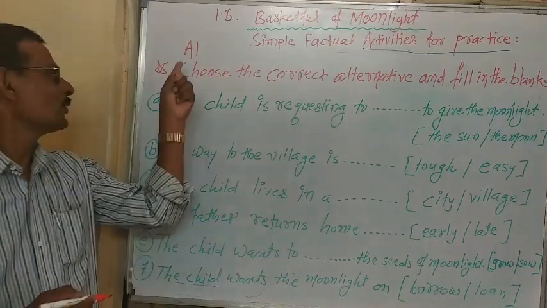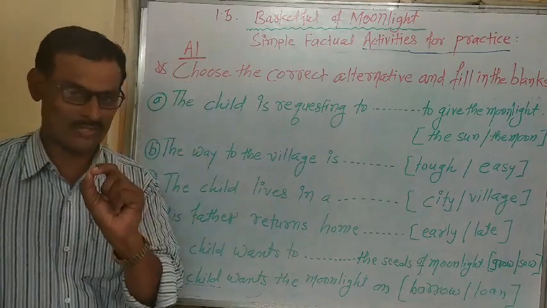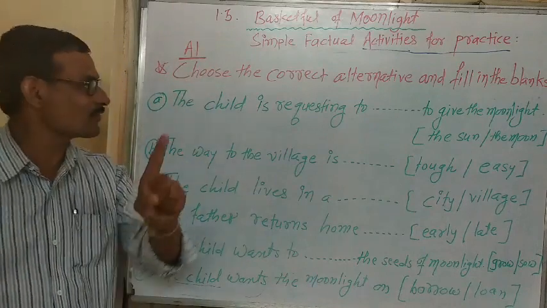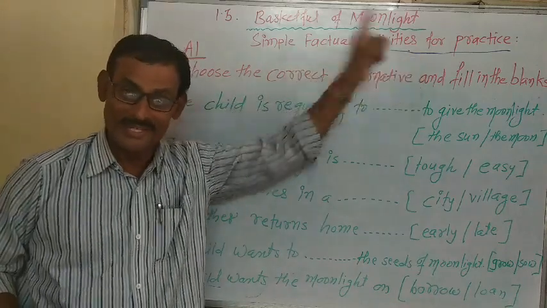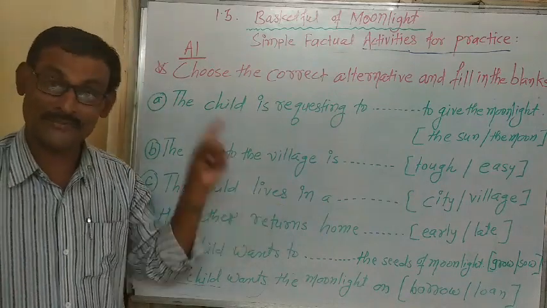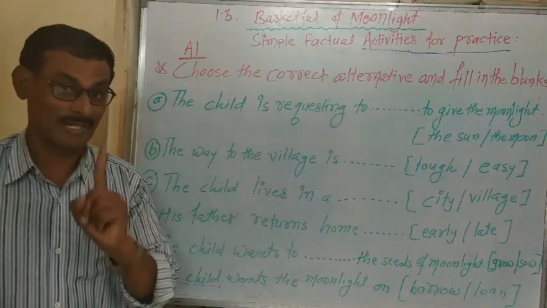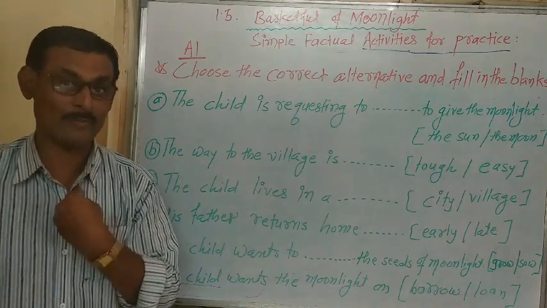Let us continue. The third type of simple factual question. This is also for practice to you. Simple factual activities for practice. First one, second one, now the third one for practice itself. It means answers are expected from you, not from me.